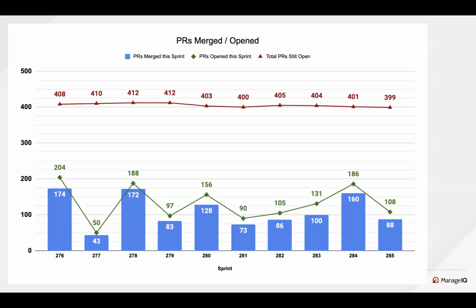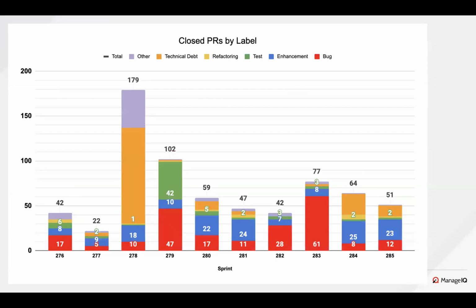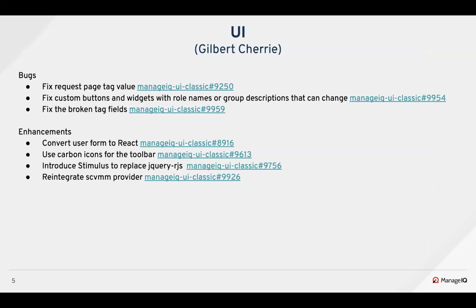This sprint, we had 88 PRs merged, with fairly even spread between enhancements and bugs. And over to Gilbert on the UI.